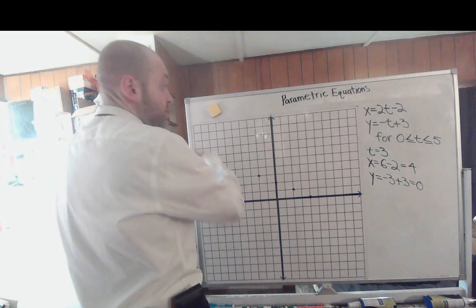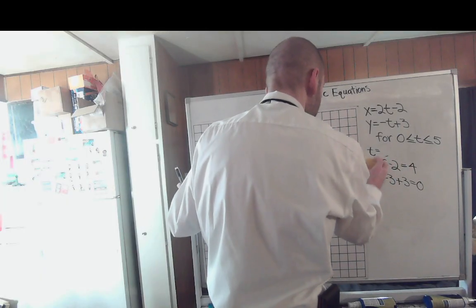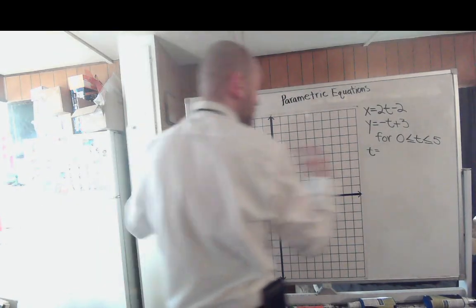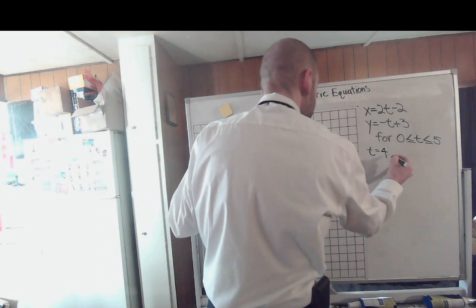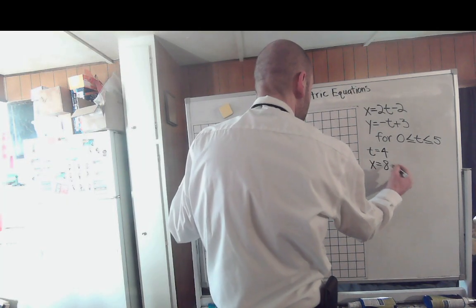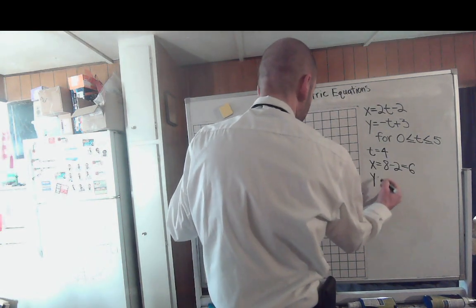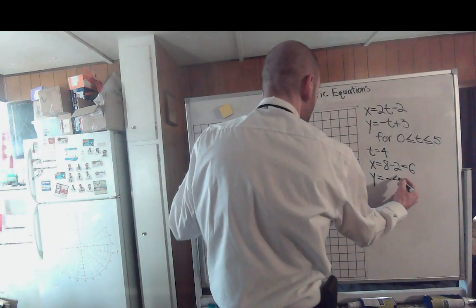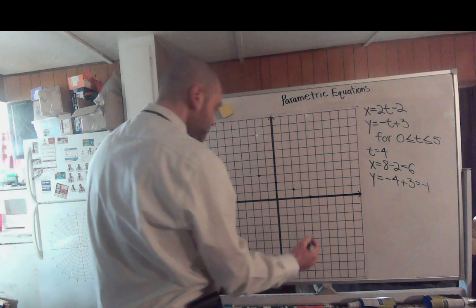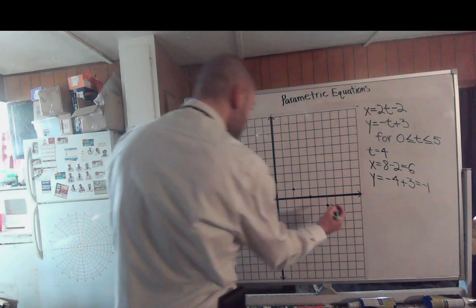And then we can do when t is 4. So if t is 4, that's going to then give us for x, that would equal 8 minus 2, which means x would equal 6. And then for y, you would get negative 4 plus 3, which means y would equal negative 1. So you would have the coordinate 6, negative 1.